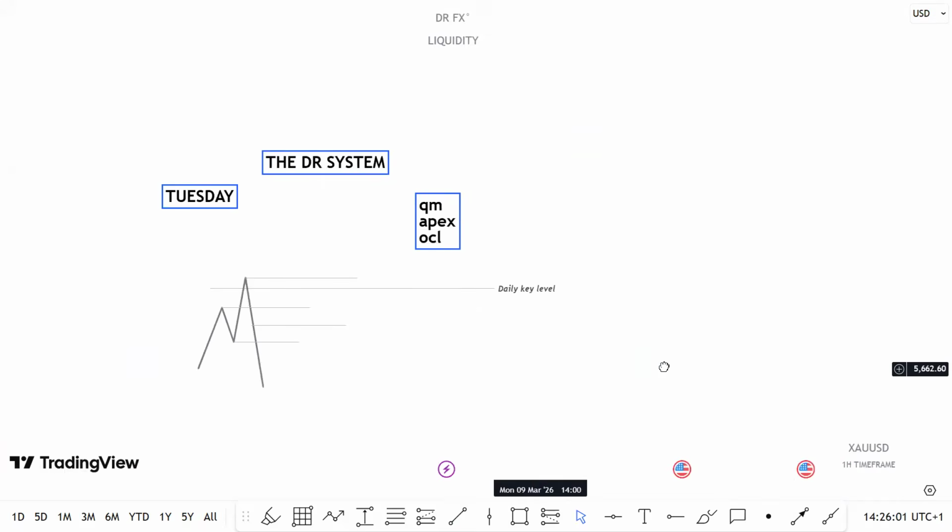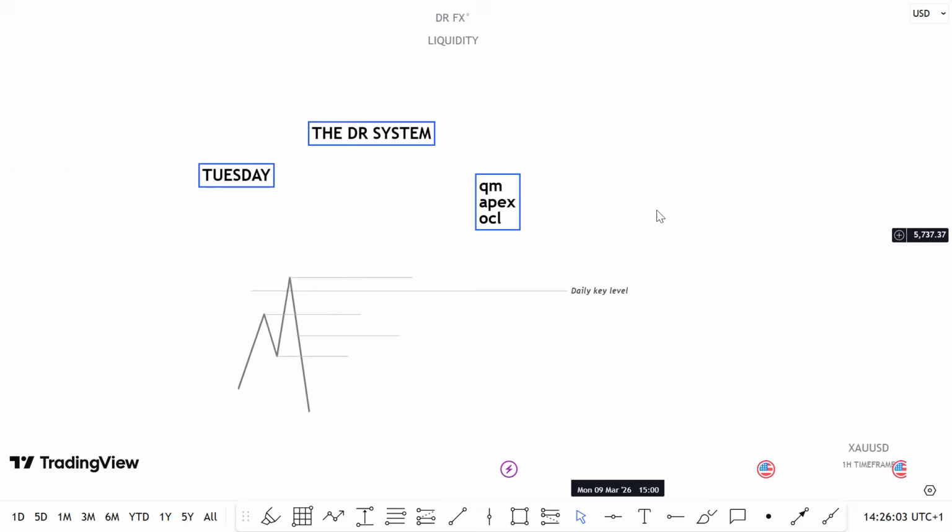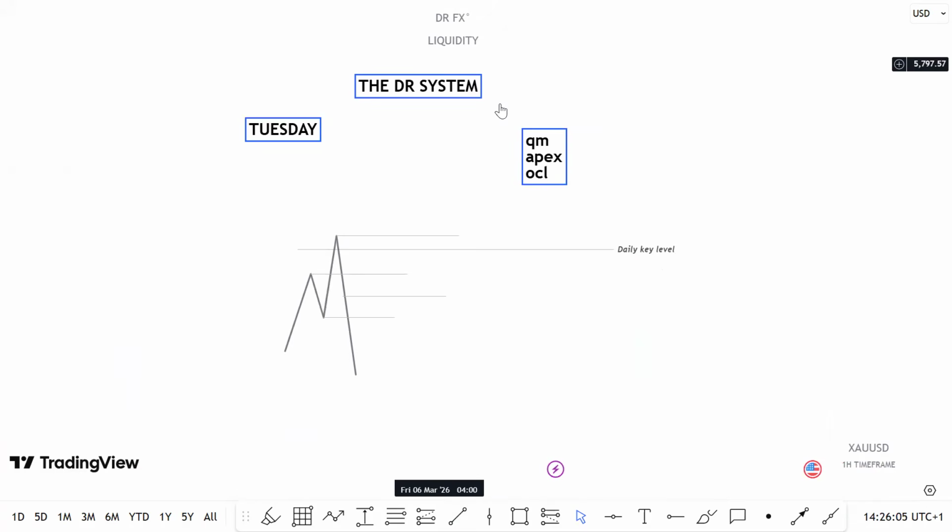Now, this is the general method of how you can execute on the chart. If QM and Apex have been mitigated, you use the remaining one that is not mitigated and refine it into the lower time frame for you to execute. If none of them have been mitigated, you now exclude. If QM has not been mitigated, Apex has not been mitigated, OCL has not been mitigated.